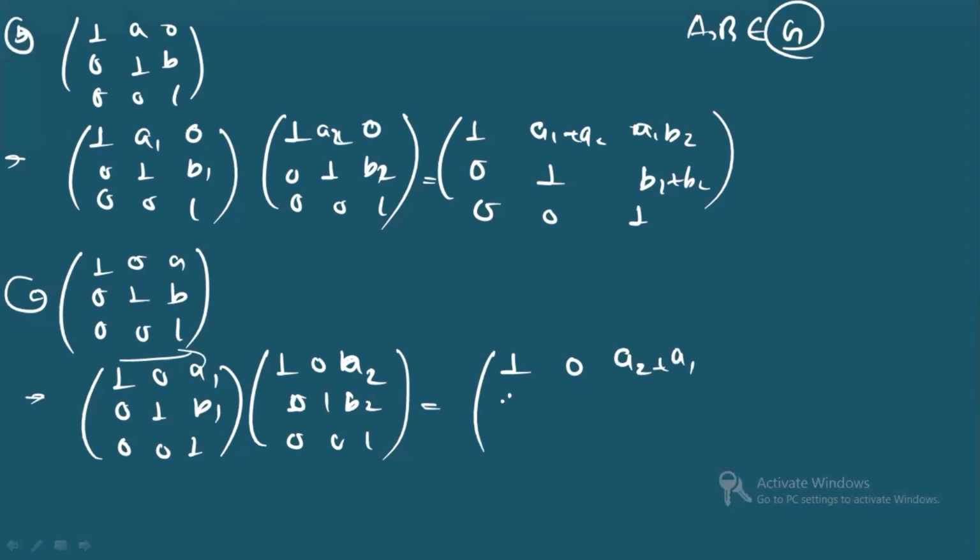Next, again, you will get here what? 0. This will give you 1. This is what? B2 plus B1. Again, when you do, you will get 0, 0, and 1. So if you see here, in this case, it is satisfying what? The closure property. Yes or no?